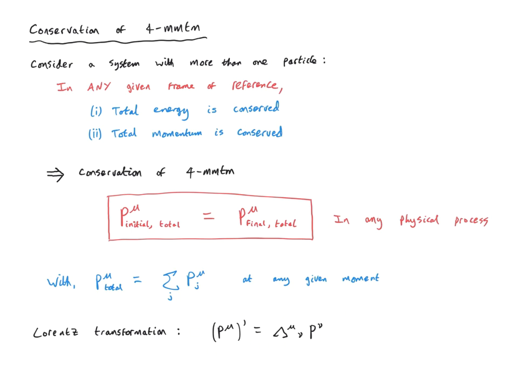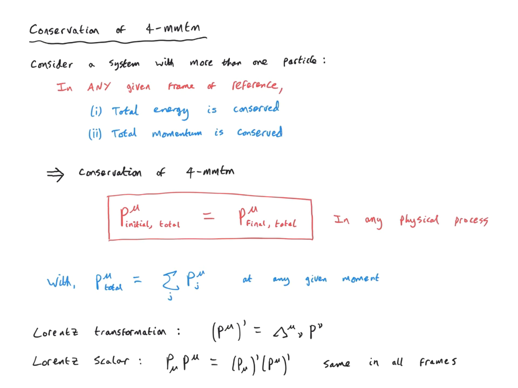So while the energy and the momentum are separately conserved in any physical process in a given reference frame, we can always transform to a different reference frame. There we would still have that energy and momentum are separately conserved, but the meaning of the energy and momentum would be different from our first reference frame.